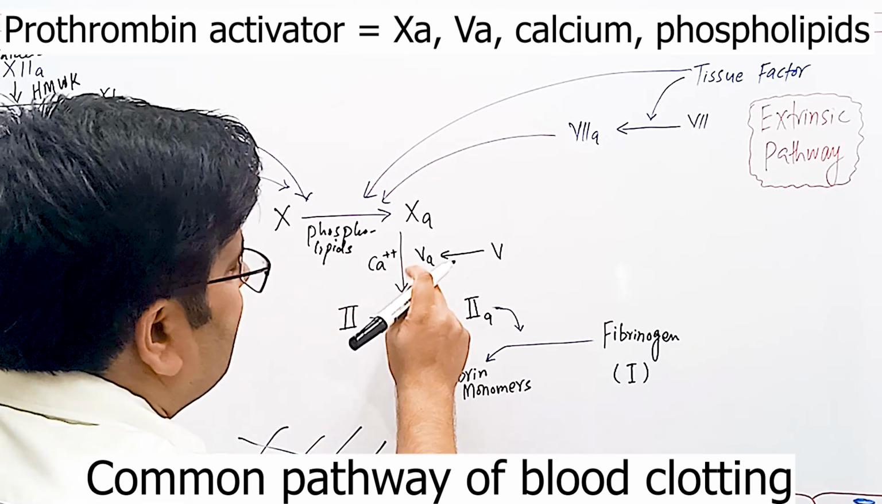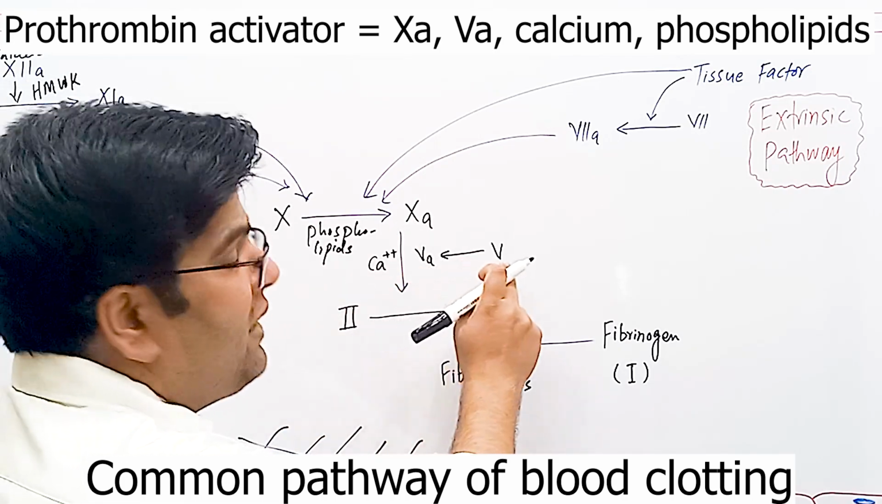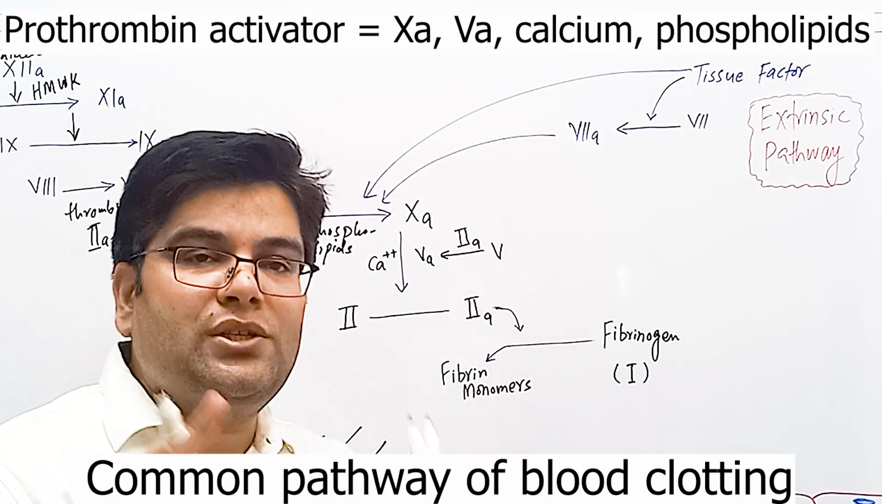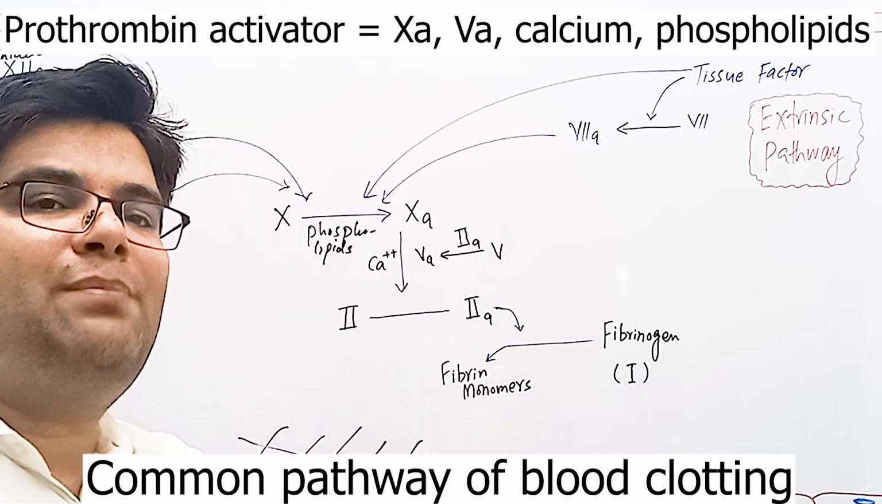Second one is activated factor number 5, which is activated from an inactive factor in the presence of activated factor number 2, which is thrombin. So thrombin has multiple actions.